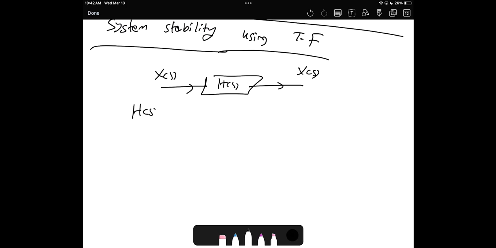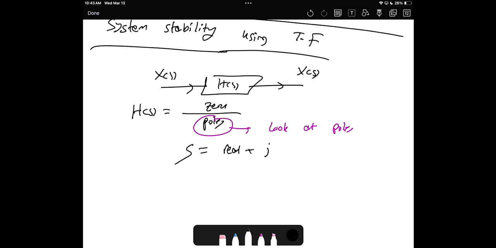So how do we find the stability? Look at H(s), which is a numerator over a denominator. Here we have zeros and we have poles, so look at the poles. Most likely the poles s will be a real part plus j times an imaginary part, or in other words sigma plus j omega. The system is determined to be stable or not by looking at the real parts of the poles.